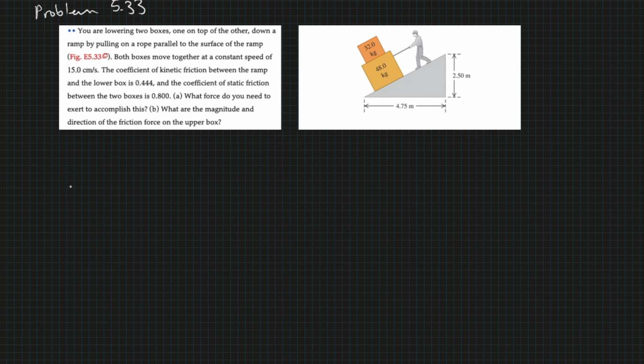So let me draw out my free body diagram here. First, like I said, I don't care about what's going on with the individual boxes. So I'm going to combine them together into one big mass, one big M, which is of course the two masses added together. I don't care about what the individual pieces are. I care about the whole thing.